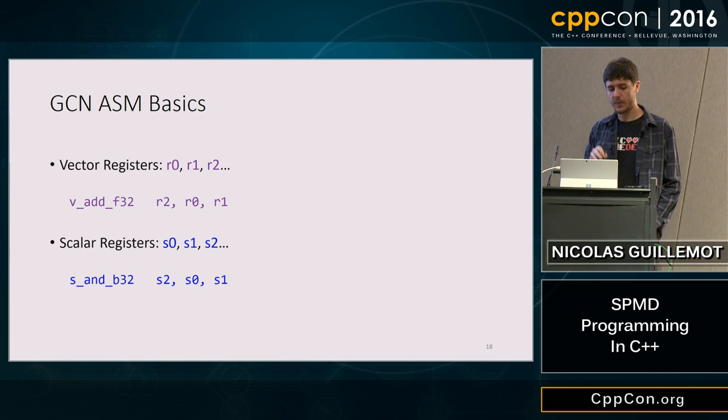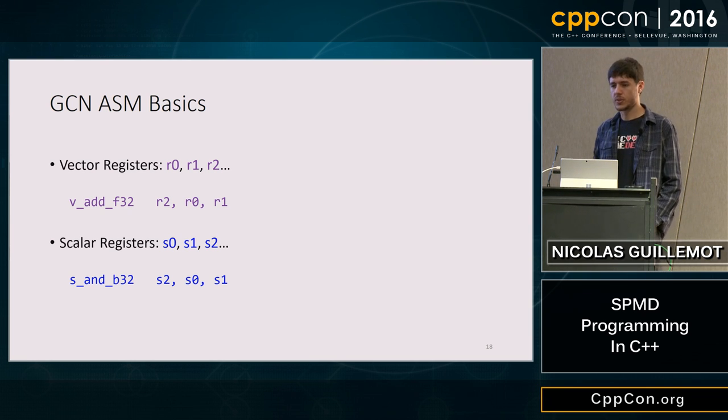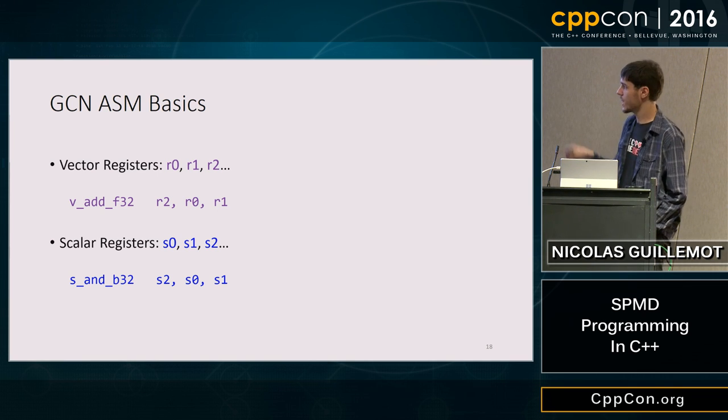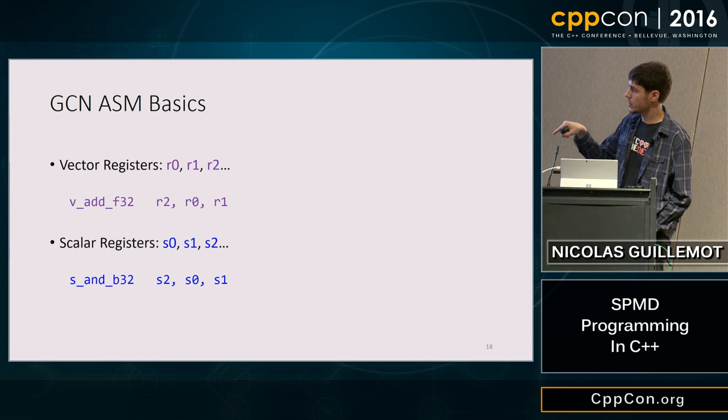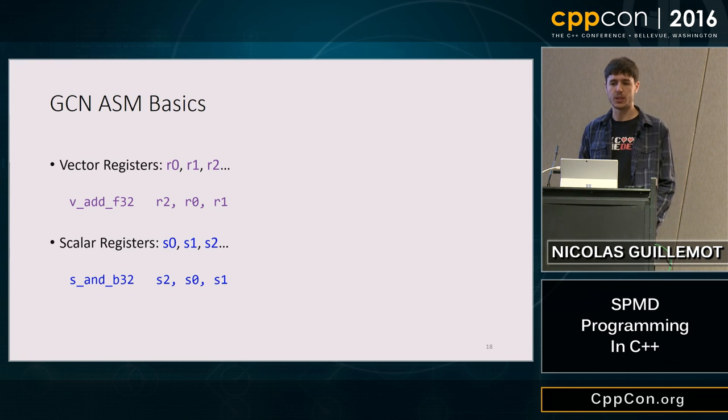So there are those vector registers, but there are also scalar registers. The scalar registers are named S0, S1, S2, et cetera, and you can use them for scalar operations. So for example, in this case, I'm doing a bitwise AND between S0 and S1, storing the result in S2. And again, you can probably guess the prefix S underscore is for scalar, and the B32 says that it's a 32-bit operation.